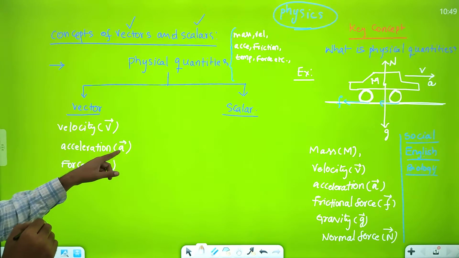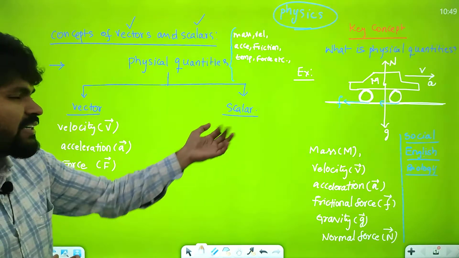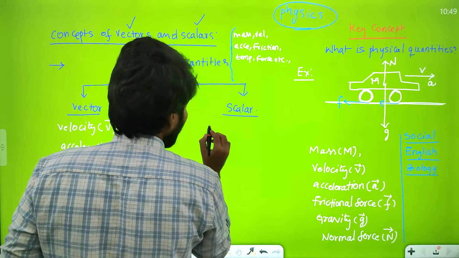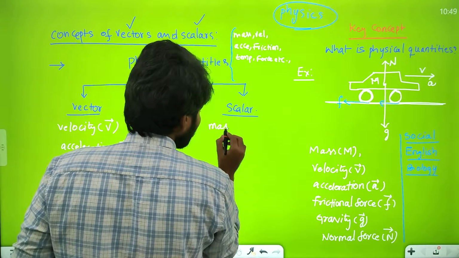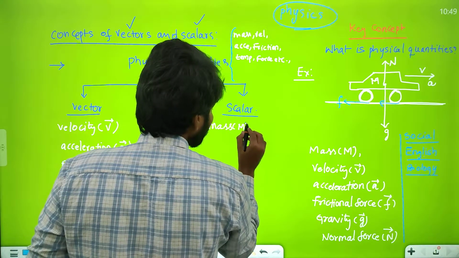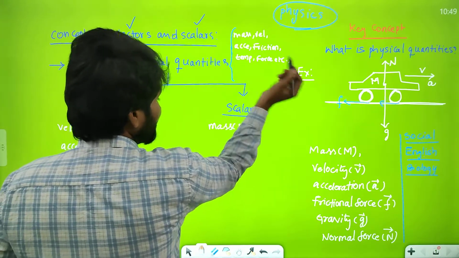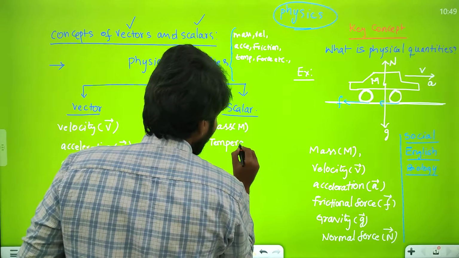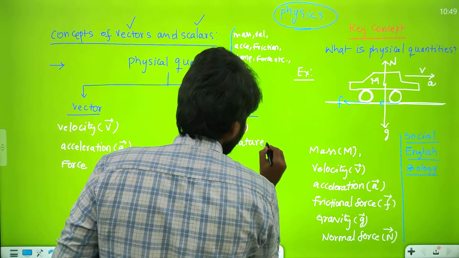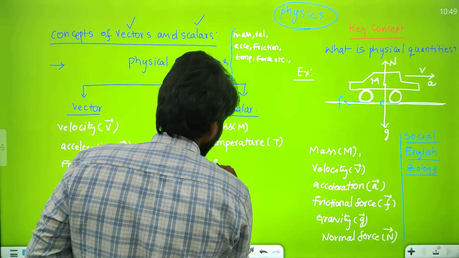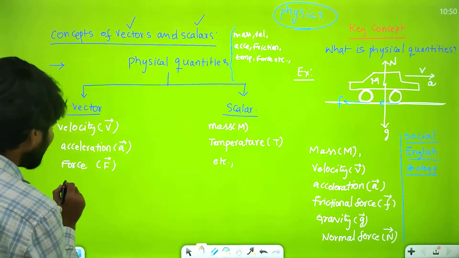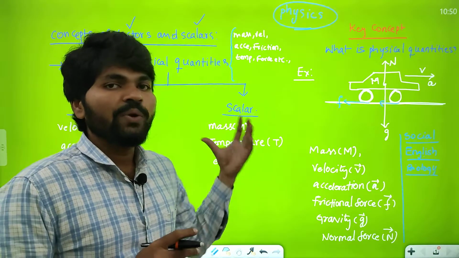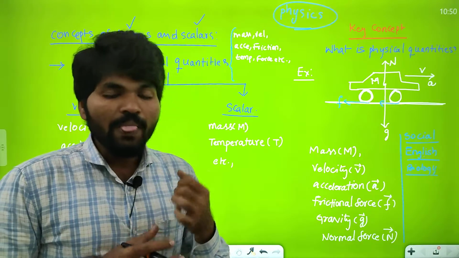This is the representation of the force, velocity, acceleration. Let's come to the category of the scalar. Scalar is mass, m. Next, temperature, T, and so on. There are lots of physical quantities out there, but we are not writing them here. We are going to encounter them during our complete course syllabus.